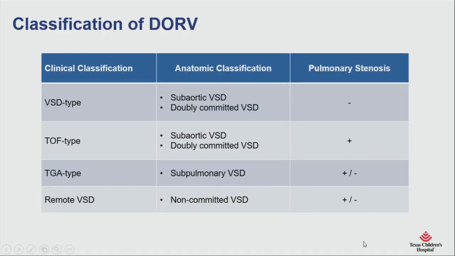Now, another classification, which is a classification that's currently used by the STS, is a more clinical classification, which is divided into 4 types: VSD type, tetralogy type, TGA type, and remote VSD. So a VSD type is when you have either a subaortic VSD or a doubly committed VSD without pulmonary stenosis. A TOF type is going to be when you have either of those two, or you add pulmonary stenosis. A transposition type is going to be when you have a subpulmonary VSD, so you'll have transposition physiology. And then the remote VSD is obviously your non-committed VSD.